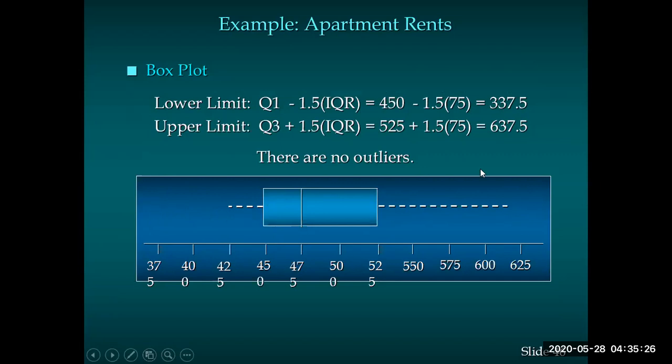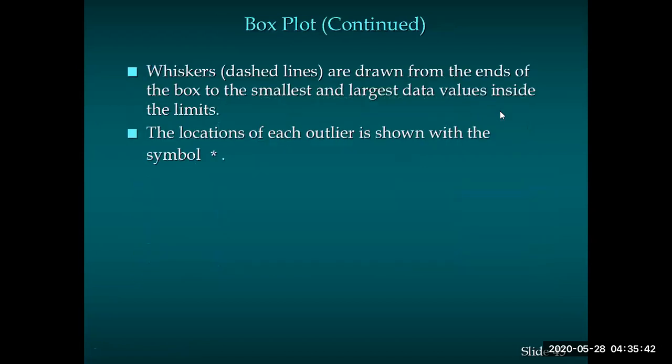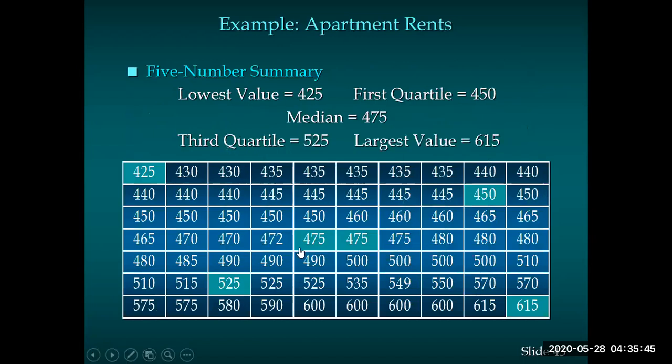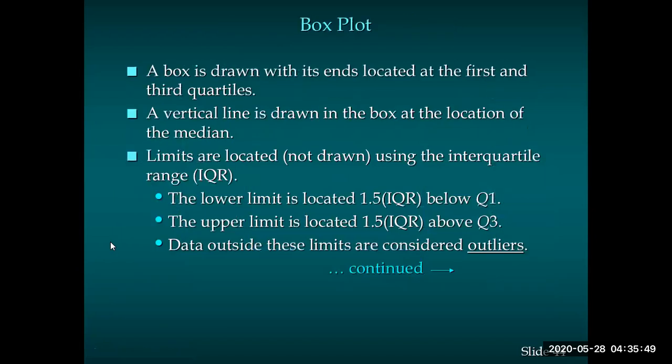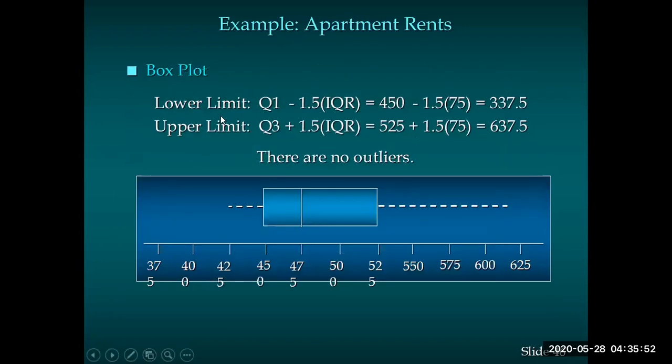So this is my one line to the left, and the second whisker is on the right, which is 637. If any of my data values is out of this interval, in my actual data set, so what was my actual data set? This is my actual data set. If any number in this data set is out of this range, if it is falling below this number or above this number, it will be an outlier.